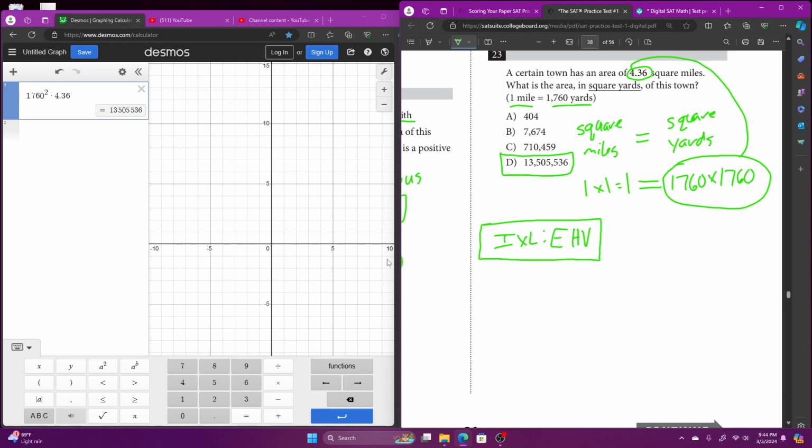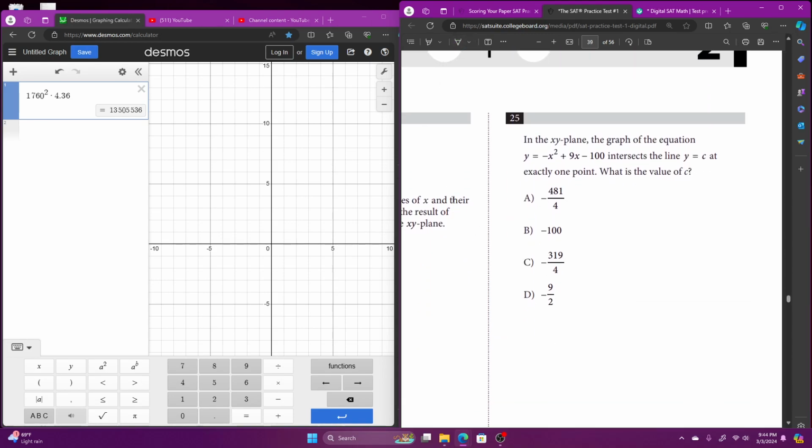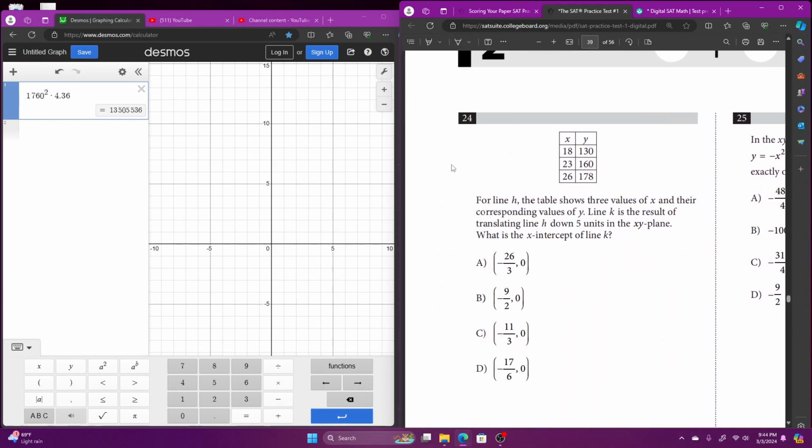And let's see. We're getting close to the end of the first half of this test. Question number 24 says for line H, the table shows 3 values of X and their corresponding values of Y. Line K is the result of translating H down 5 units in the XY plane. What is the x-intercept of line K?